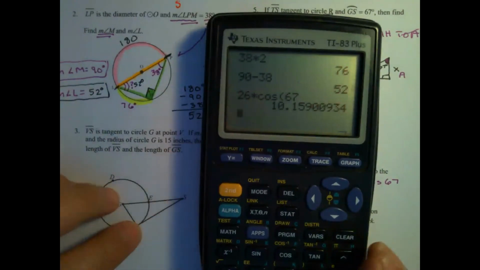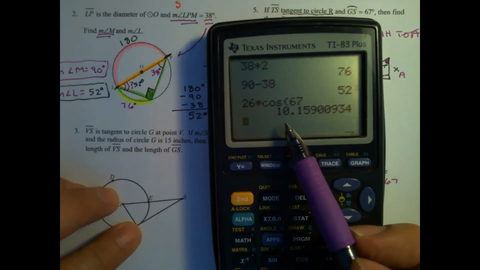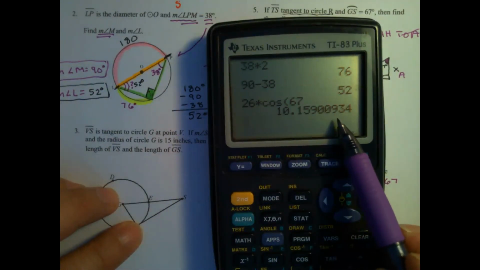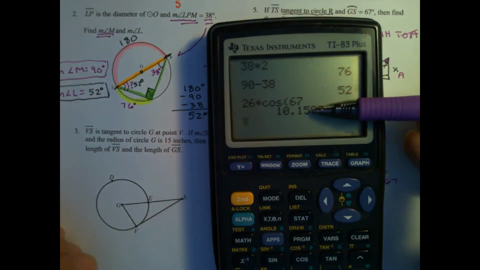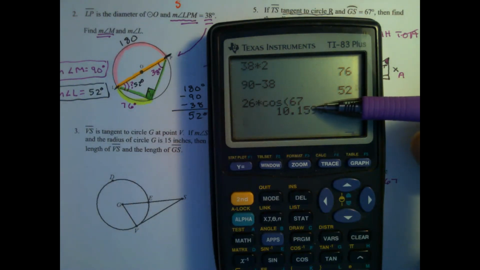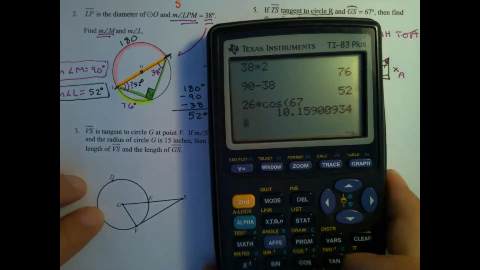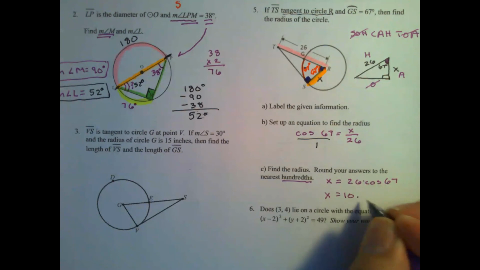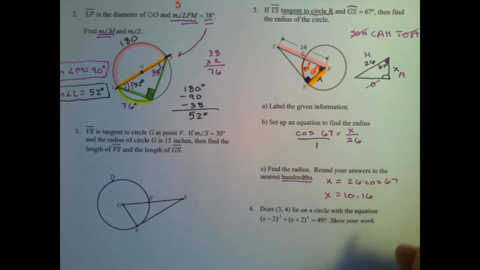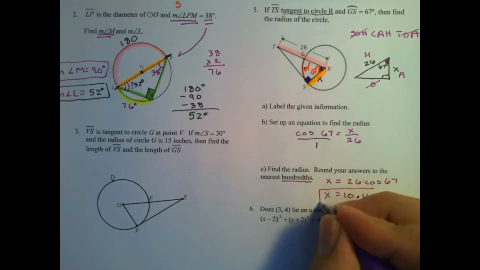All right, and so this is what I get on my calculator here. I got 10.159 and so on. They said rounded to the nearest hundredth, so that's 10.15. I need two decimal places, so my answer is either 10.15 or 10.16. But a 9 is right next to it, so I'm going with 10.16. And that is my radius for this circle. All right.